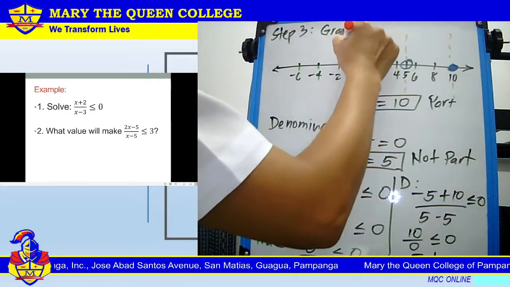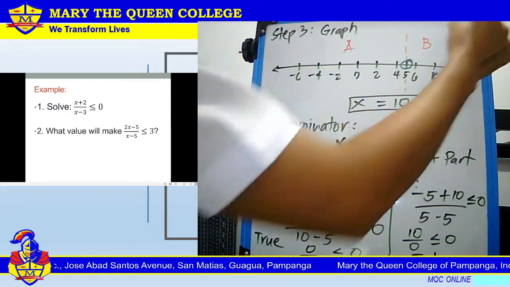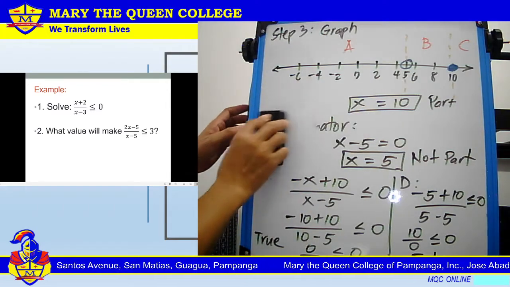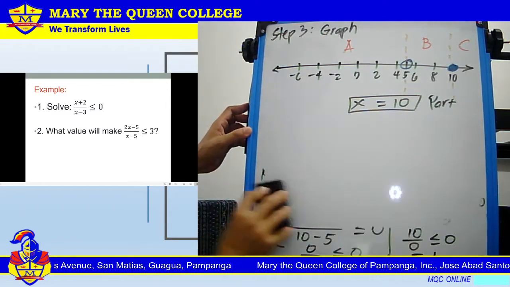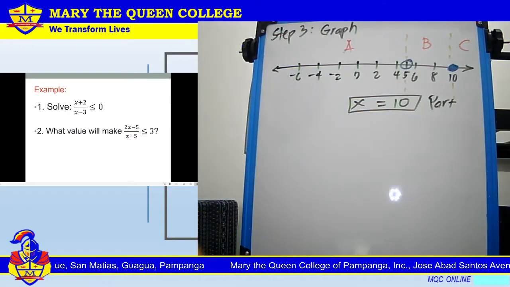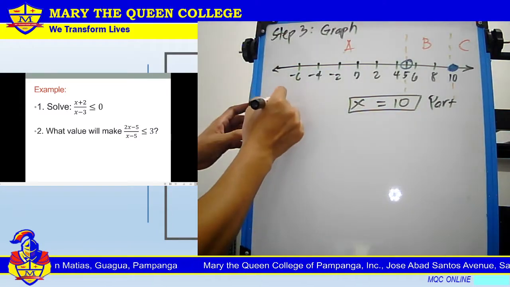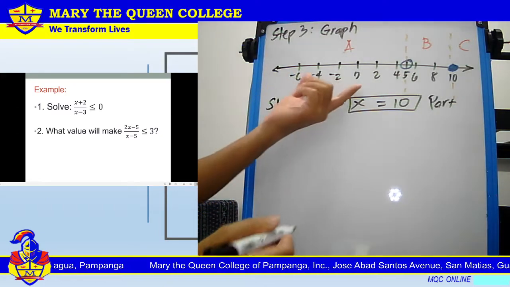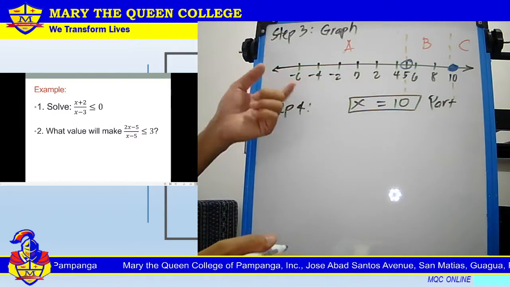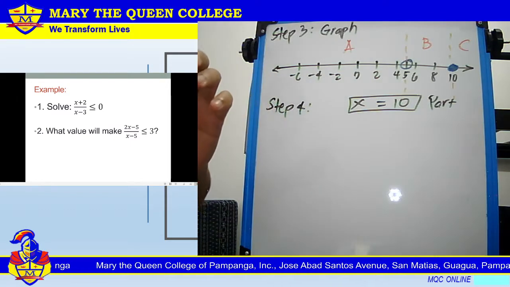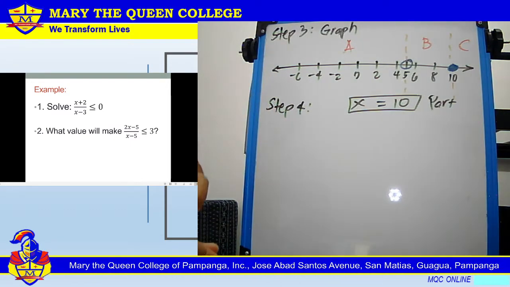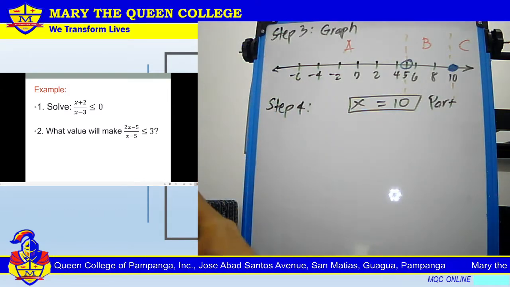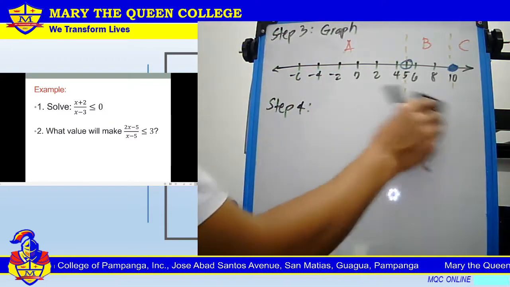So this is interval A, interval B, and interval C. So from here, we'll be moving on to step number 4. For our step number 4, we will determine whether one of the values in our points here is part of the solution or not.